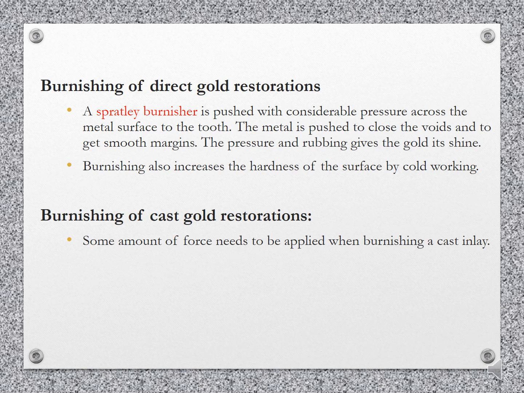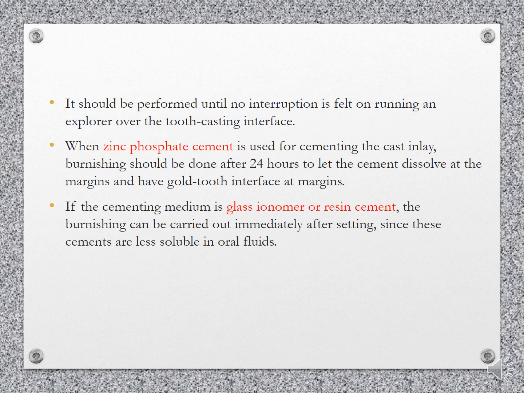Burnishing of cast gold restorations: some amount of force needs to be applied when burnishing a cast inlay. This should be performed until no interruption is felt on running an explorer over the tooth casting interface. When zinc phosphate cement is used for cementing the cast inlay, burnishing should be done after 24 hours to let the cement dissolve at the margins and have a gold tooth interface at the margins. If the cementing medium is glass ionomer or resin cement, the burnishing can be carried out immediately after setting, since these cements are less soluble in oral fluids.